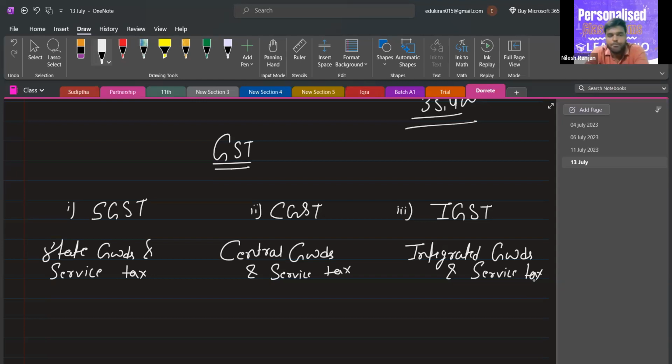Now, what are these? Generally, the government structure in our country is that there is a central government and there is a government in every state for governing that particular state. So some part of GST is collected by the state government and some part of GST is collected by the central government. And IGST is a combination of both of these. SGST and CGST combined is IGST.